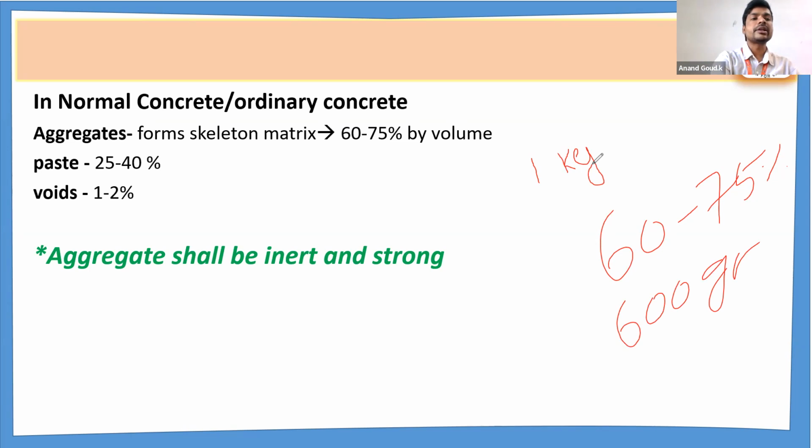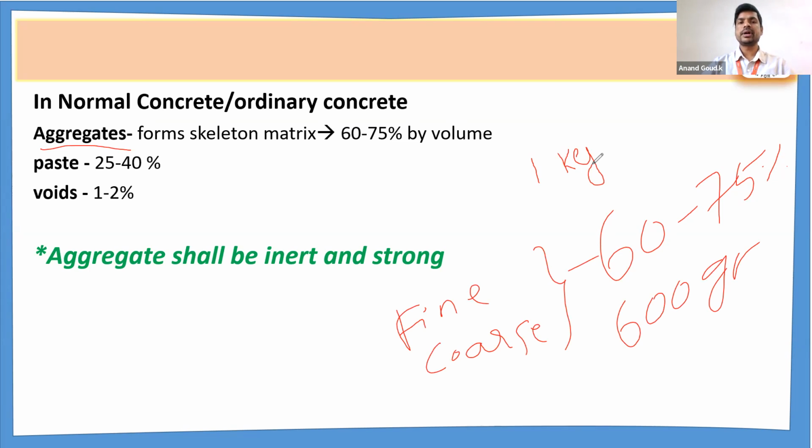Here aggregates are nothing but the combination of fine aggregate and coarse aggregate. So by combining these two materials, we are going to use 60 to 75 percentage of aggregates whenever you want to prepare a sample of concrete. It may be 1 kg, it may be 1 ton, or it may be 500 grams. That is why I am mentioning unit and not the exact unit, kg or ton. Whatever the unit you take, in that 1 unit, 60 to 70 percentage will be your aggregates.